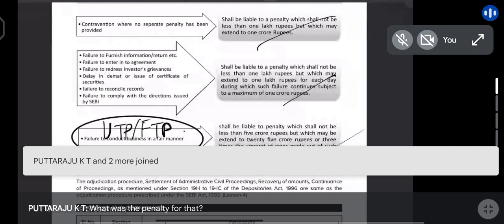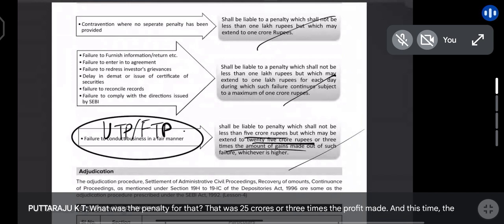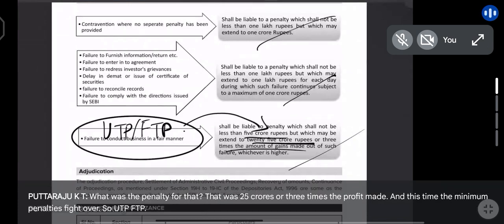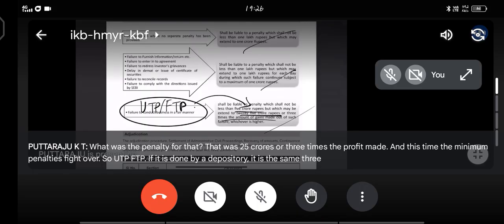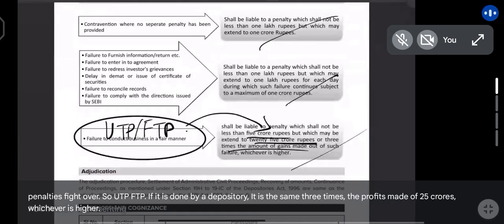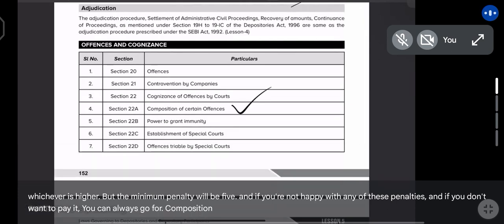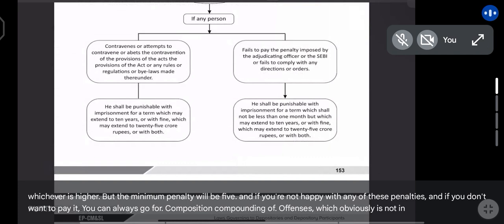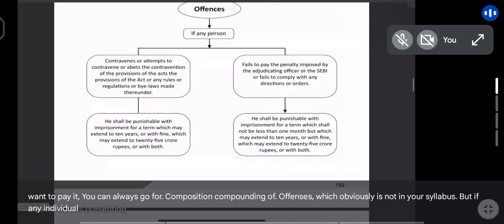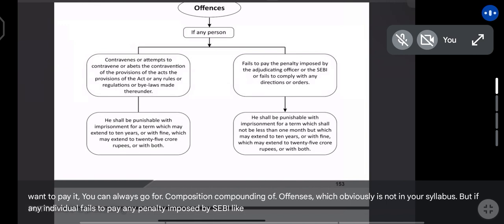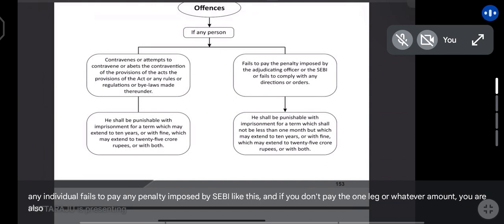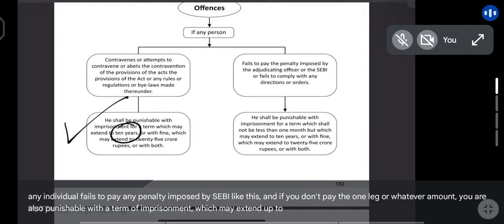What was the penalty for that? That was 25 crores or 3 times the profit made. And this time the minimum penalty is 5 crore rupees. So UTP, FTP, if it is done by a depository, it is the same 3 times the profits made or 25 crores, whichever is higher. But the minimum penalty will be 5 crores. And if you're not happy with any of these penalties and if you don't want to pay it, you can always go for compounding of offenses, which obviously is not in your syllabus. But if any individual fails to pay any penalty imposed by SEBI like this, and if you don't pay the 1 lakh or whatever amount, you are also punishable with a term of imprisonment which may extend up to 10 years.